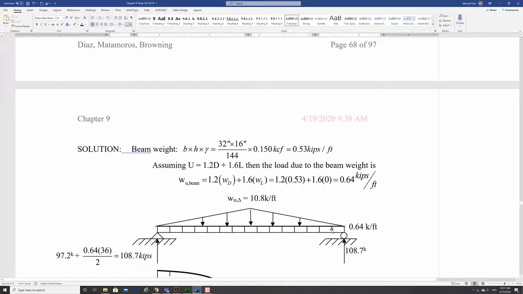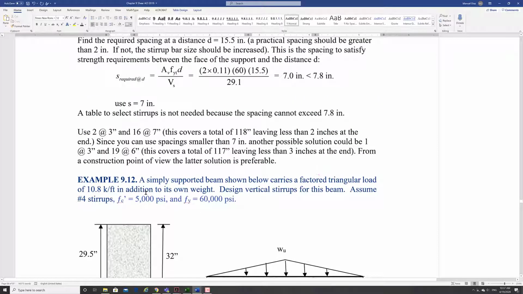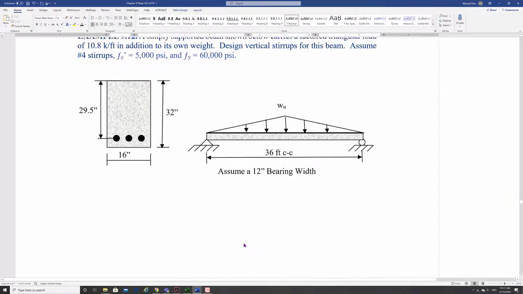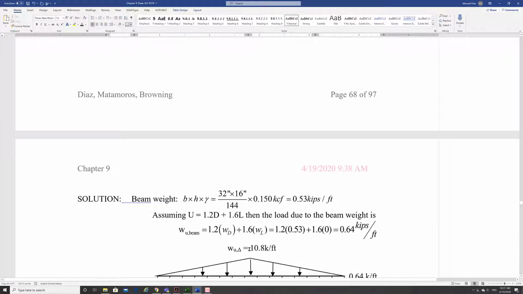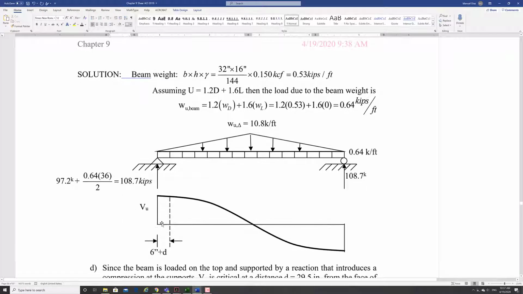And we're going to add the weight of the beam, uniform here, compared to the load that we were given, of 10.8, a factored triangular load. And that's what I'm trying to show here, factored triangular load. So that's your 10.8, and then your uniform load here, which is pretty small. You find your reaction, so there is a reaction, but notice your plot. Your plot is no longer triangles, right?